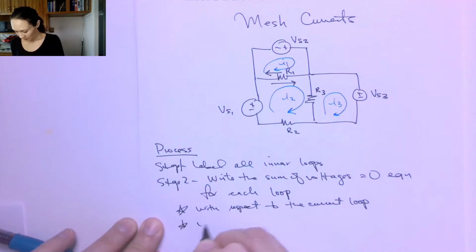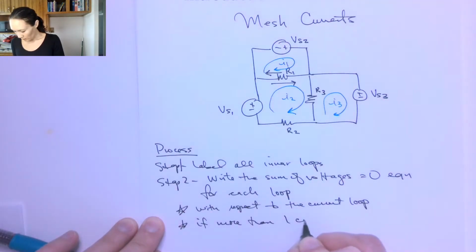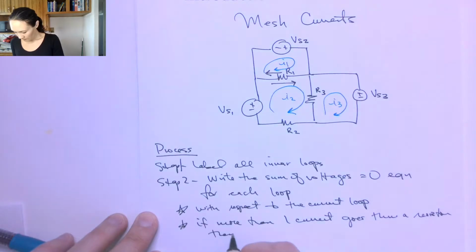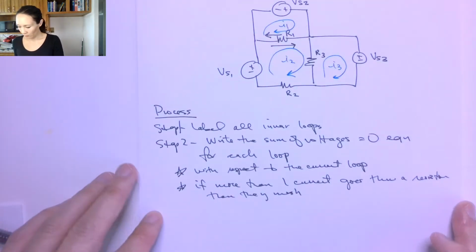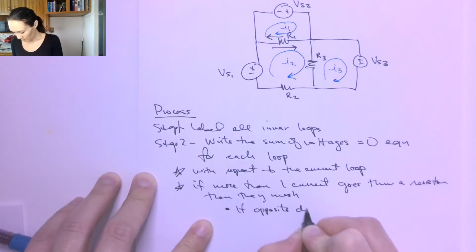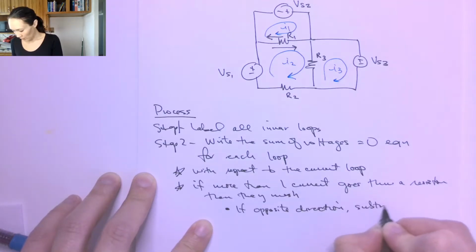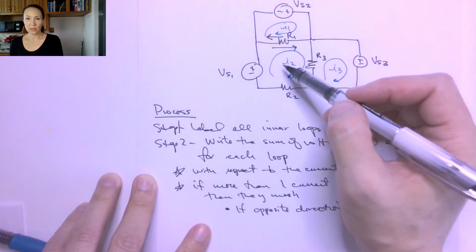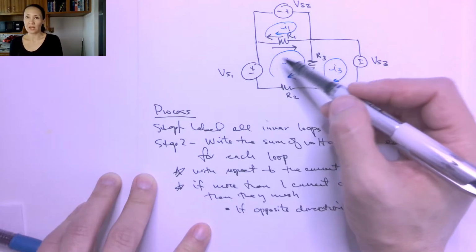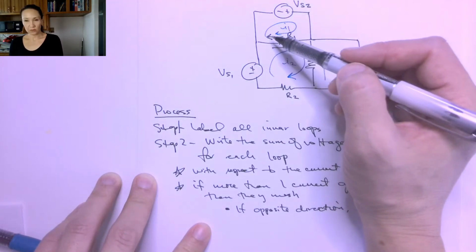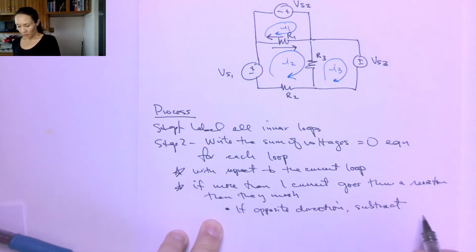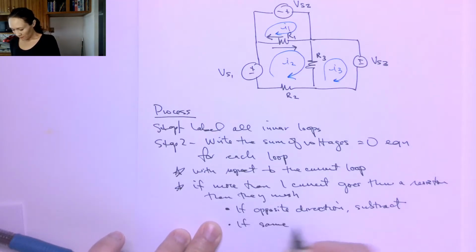And then the next thing is that if more than one current goes through a resistor, then they mesh. Now the rule for meshing is if the currents are in opposite directions, we subtract. If we are currently doing the I2 loop, we're going to take I2 minus I1, right? So I2 is considered our positive current because we're currently doing the equation for the I2 loop. If after that we're doing the equation for the I3 loop, then the I3 direction will be considered the positive direction. So if they're in opposite directions, we subtract the currents. If same direction, we add.